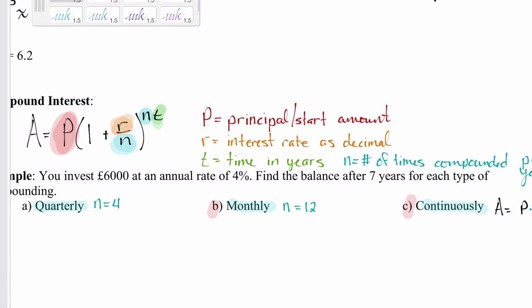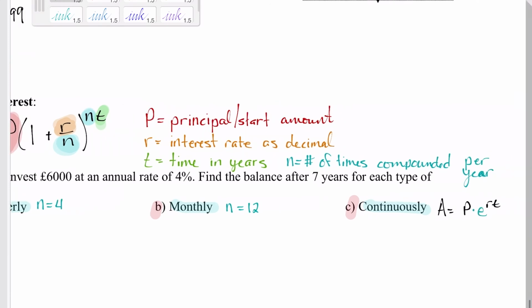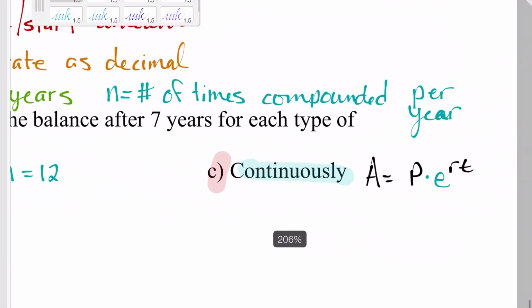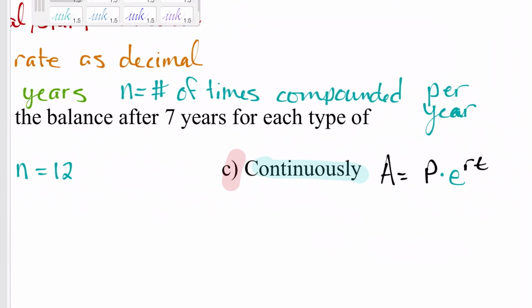Oh, also our interest rate needs to be a decimal. You can't plug it in, say we have 4%, you can't just have 4. It needs to be put in as 0.04. And then N is the number of times we're compounding per year. So quarterly means we're doing it 4 times. Monthly, there's 12 months in a year. And continuously is a little bit different. We actually use this formula P times e to the rt. And so if you're compounding continuously, that e is the natural e that we were talking about above.